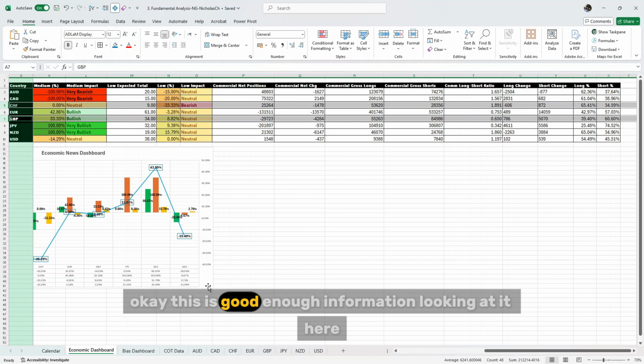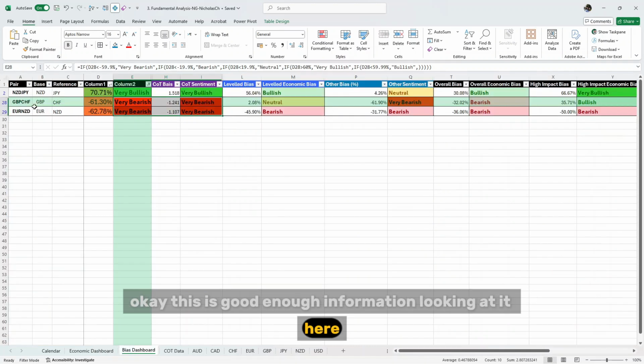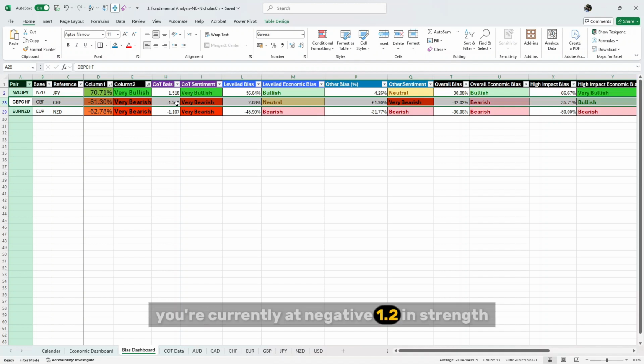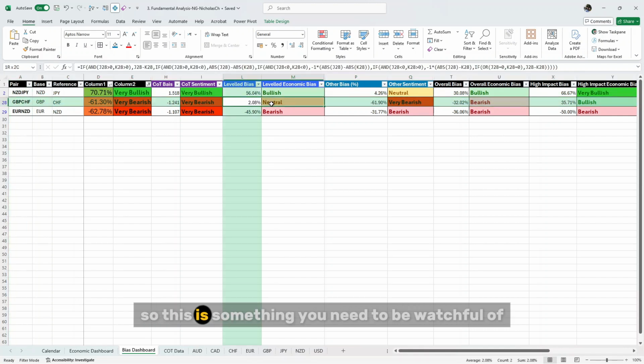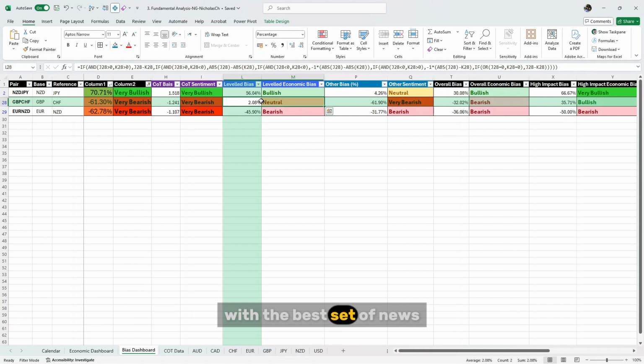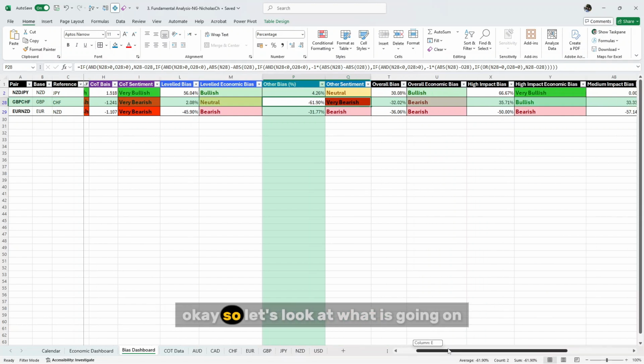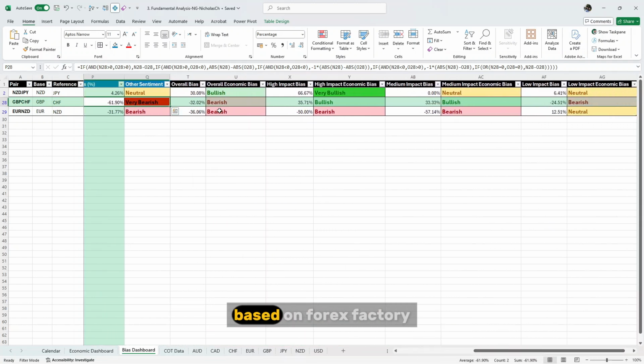Okay, this is good enough information. Looking at it here, we're currently at negative 1.2 in strength. The level bias is neutral, so this is something you need to be watchful of. On level, in terms of economy against economy with the best set of news, they are neutral. But in terms of every other set of news, the Swiss franc is doing better than the British pound because they are bearish.